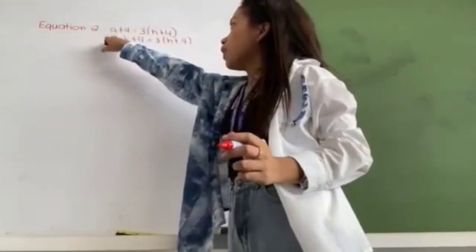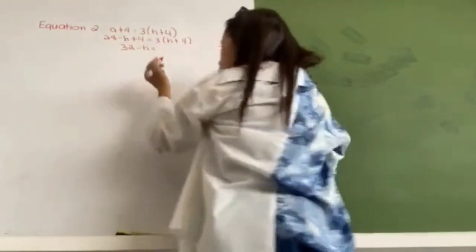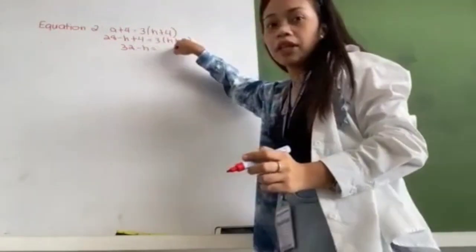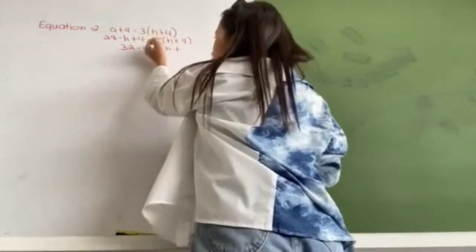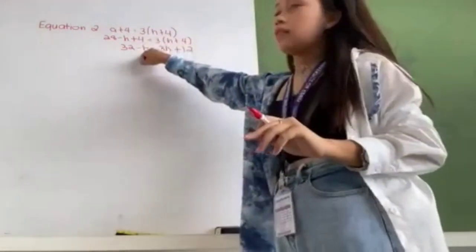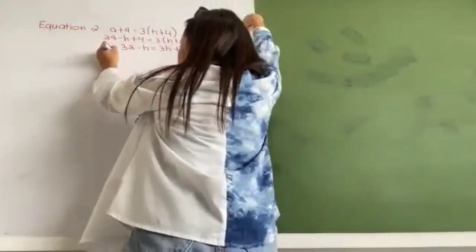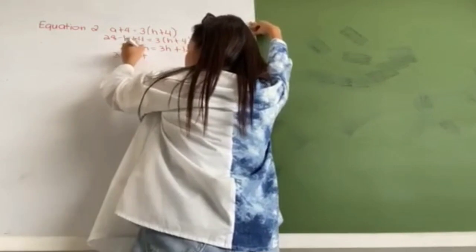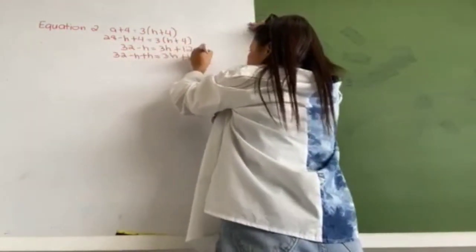Then we'll add 28 plus 4, so 32. Then minus H equals, for this side, we'll do the distributive property. 3 times H is equal to 3H, plus 3 times 4 is equal to 12. So to cancel the negative H, add H to both sides. 32 minus H plus H equals 3H plus H plus 12.